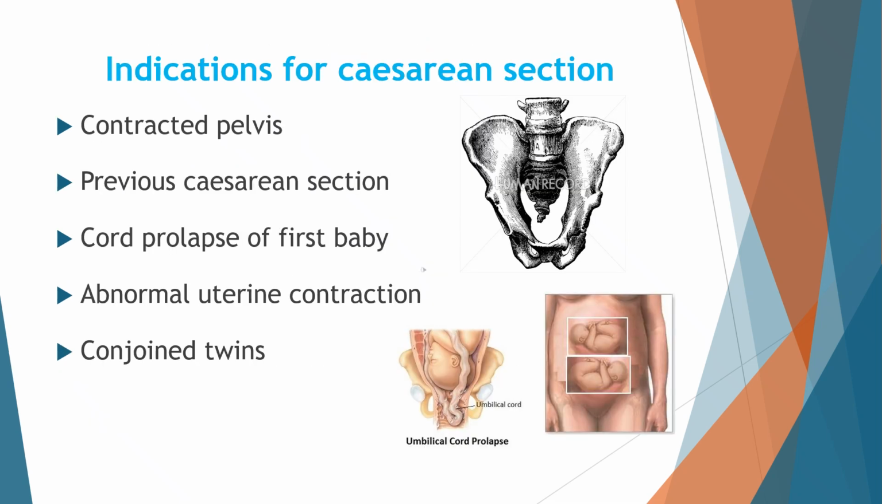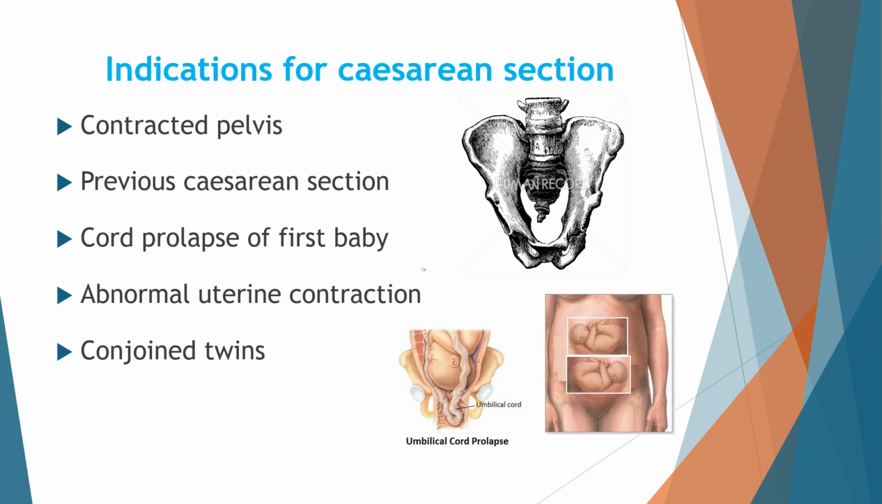In multiple pregnancy, a caesarean section may be needed in certain situations to ensure the safety of both the mother and the babies. If the pelvis is contracted, there may not be enough space for the babies to pass through the birth canal safely. A previous caesarean section can increase the risk of uterine rupture during labor. So, a repeat caesarean may be advised.